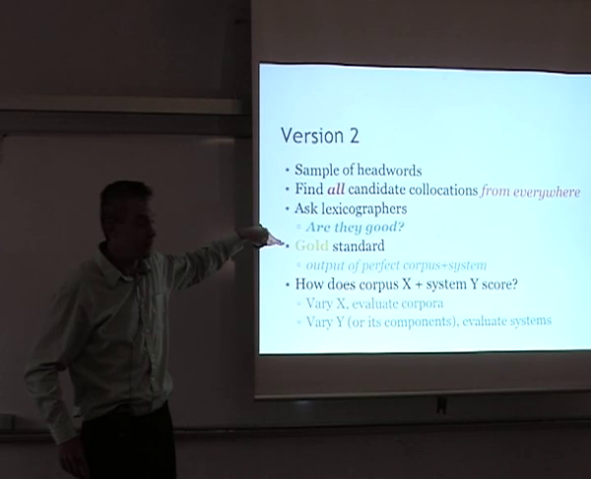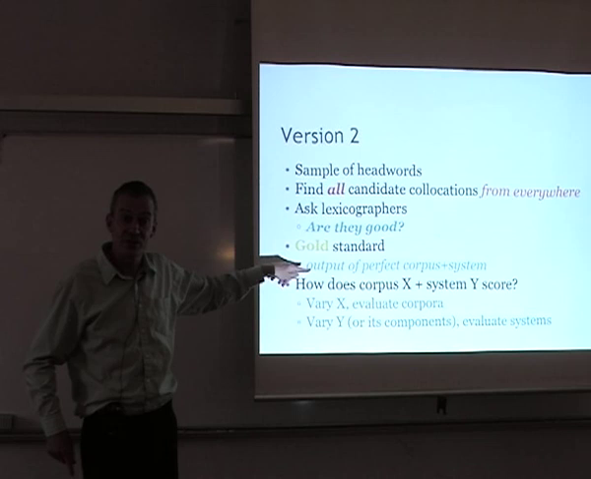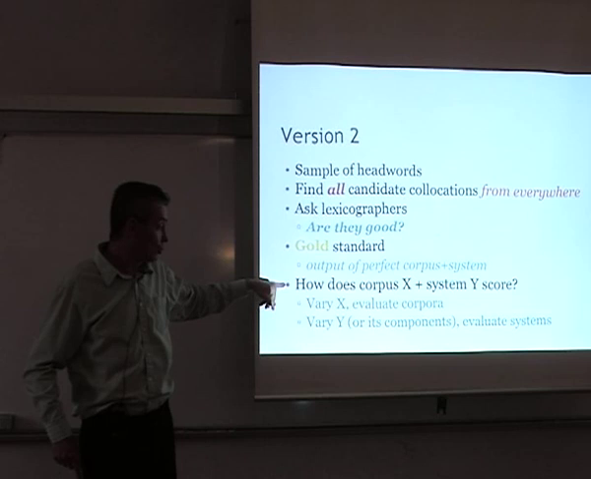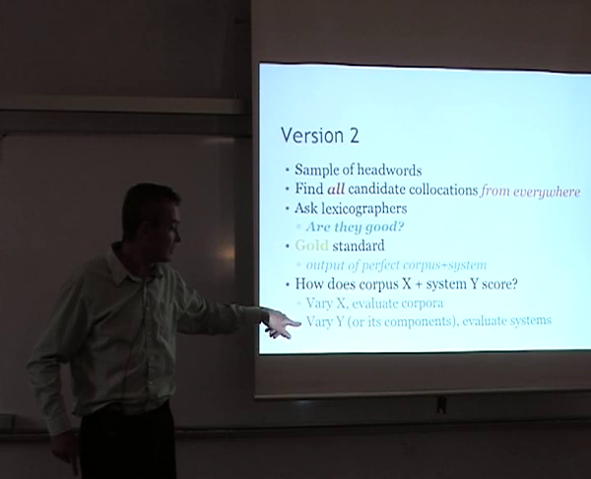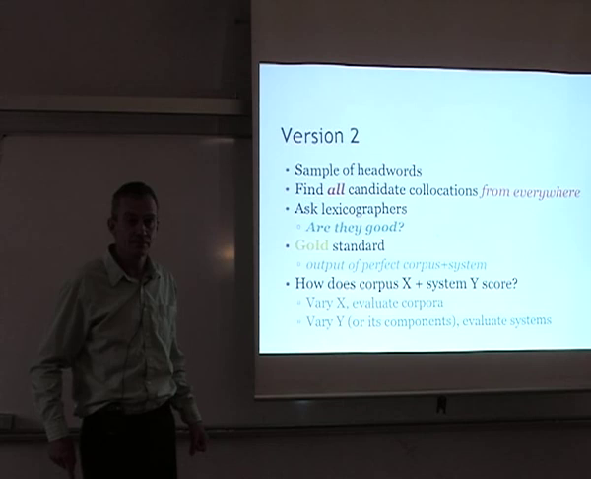And then we can say that is what the output of a perfect corpus and system would be. And then we can say, how does corpus X working with system Y score? We can vary the corpus to evaluate the corpora to see which corpora are better, and we can vary the system or some component of the system to evaluate the systems. So that's what we've been doing.